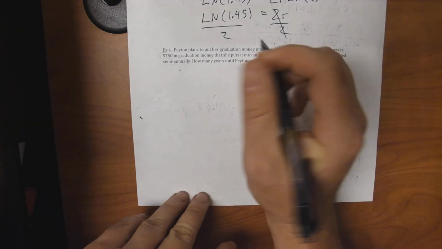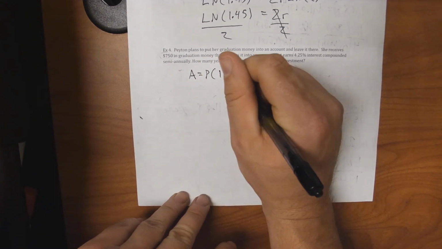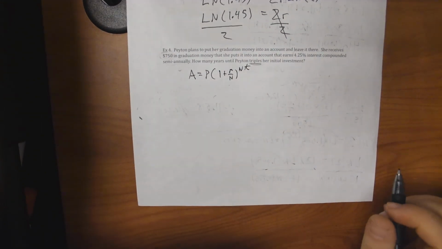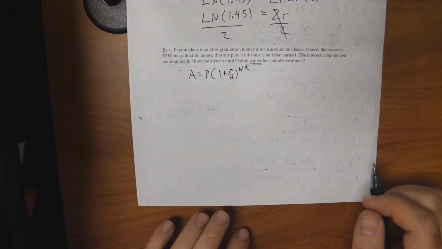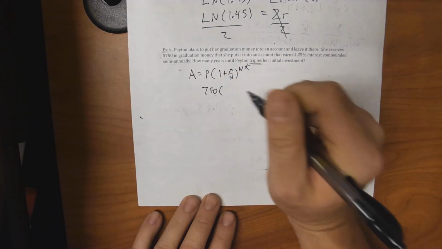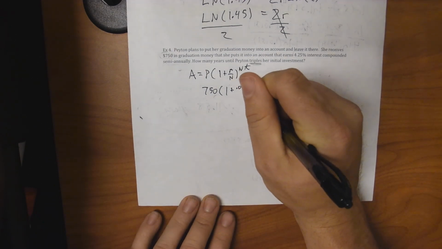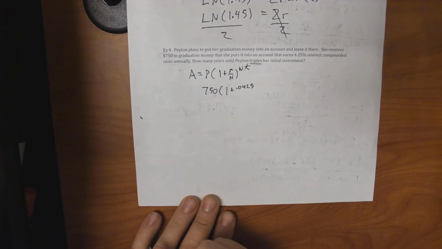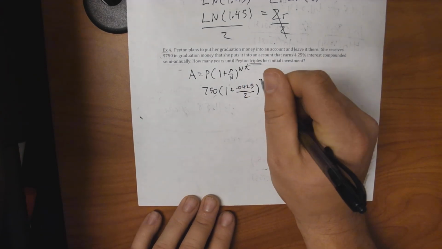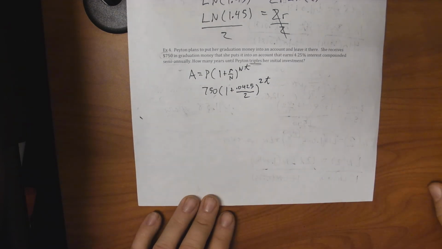So this is going to be compound interest. I'll write the formula here. Same formula we used on the first 2 problems. Start plugging in the numbers we know. So we're going to invest $750. The interest rate is 4.25%, 0.0425. It's compounding semi-annually. Semi-annually means twice per year. We don't know how much time it will take, but we want to triple it.